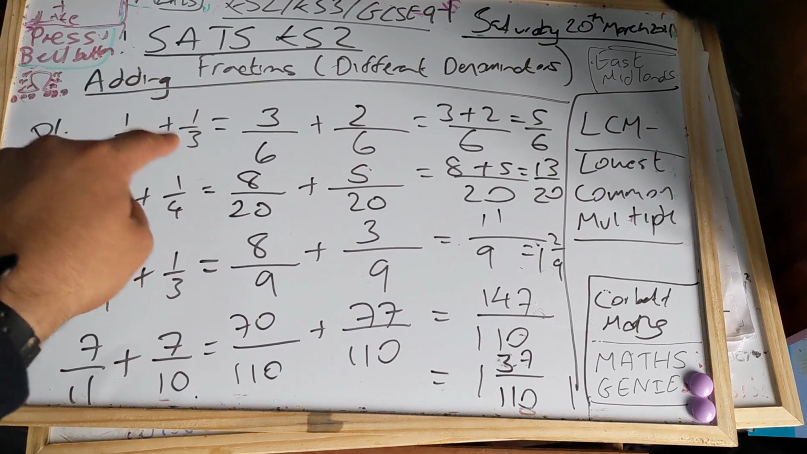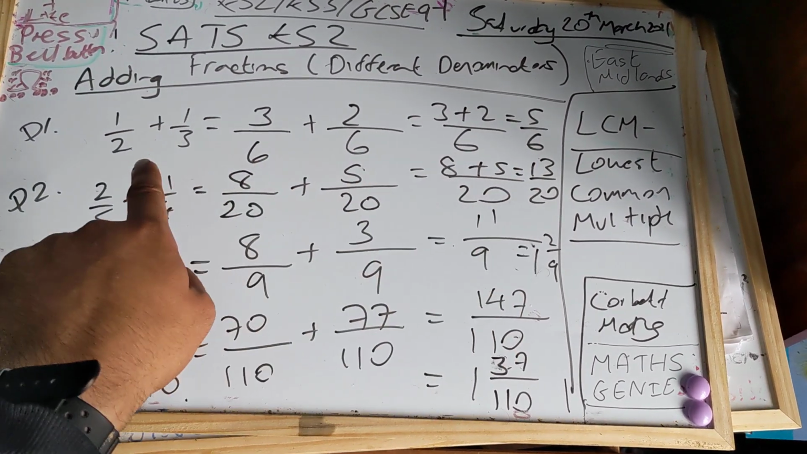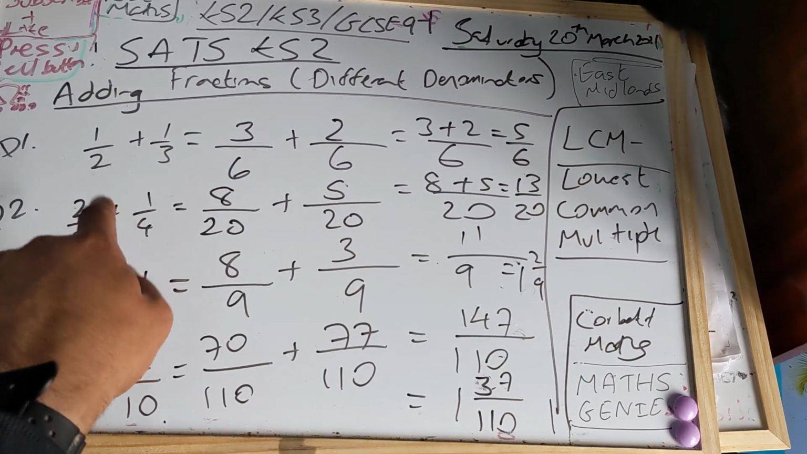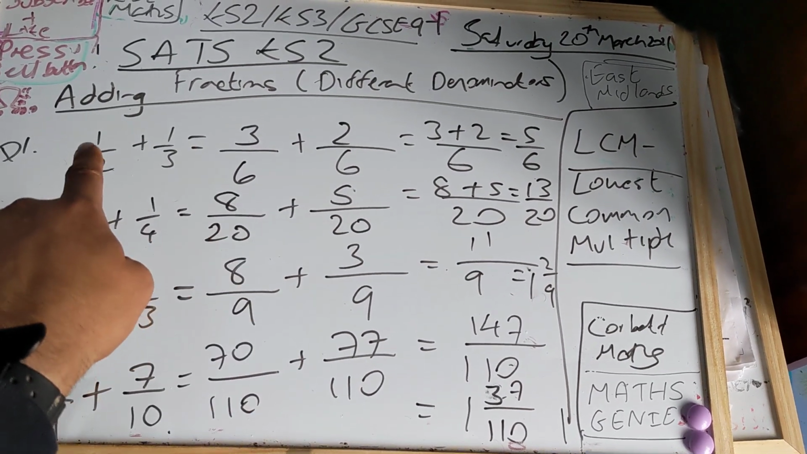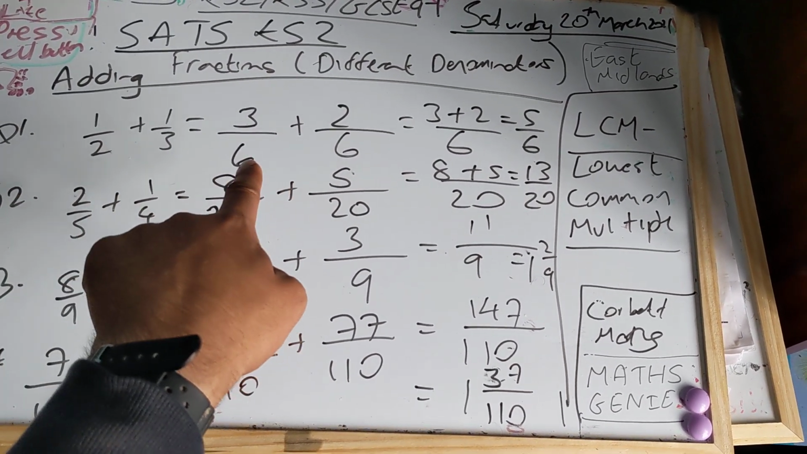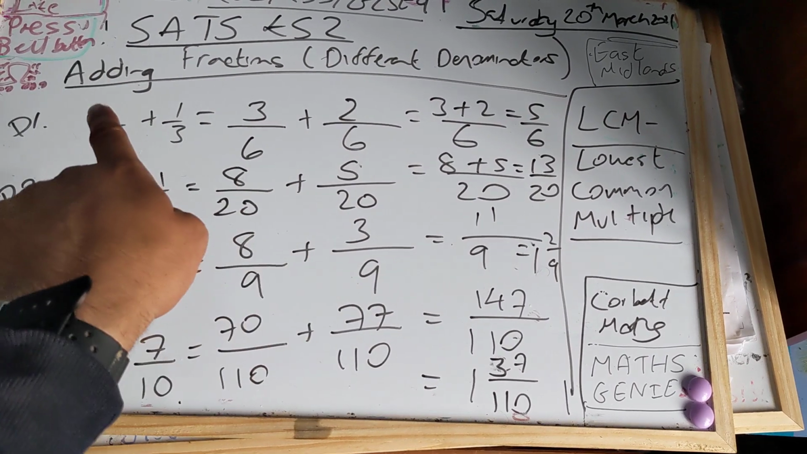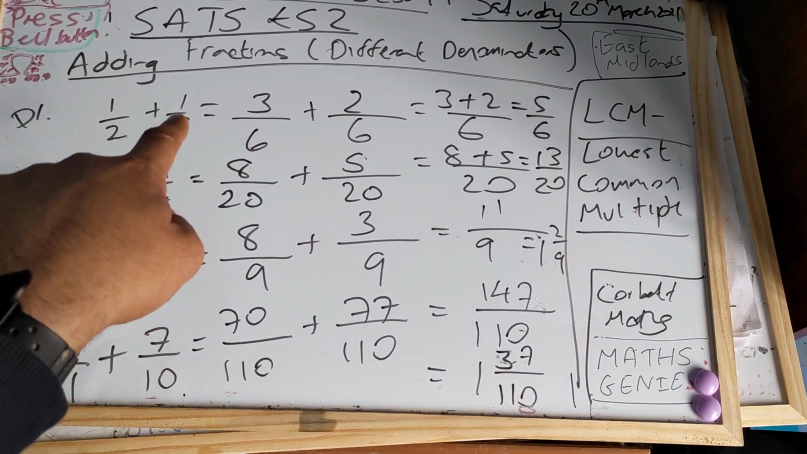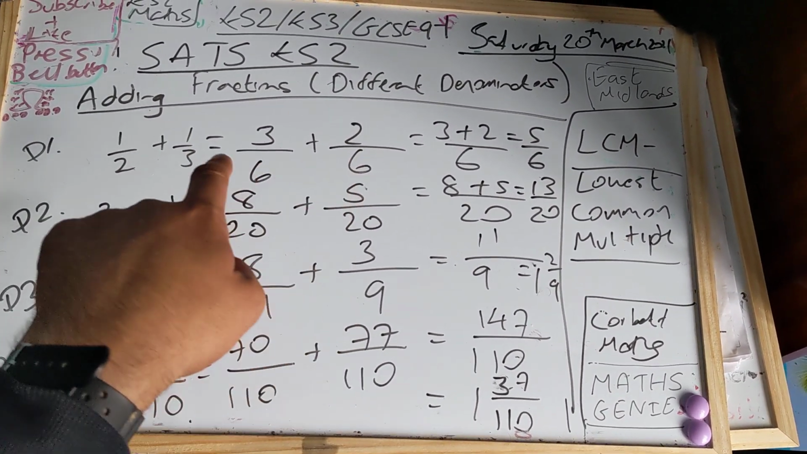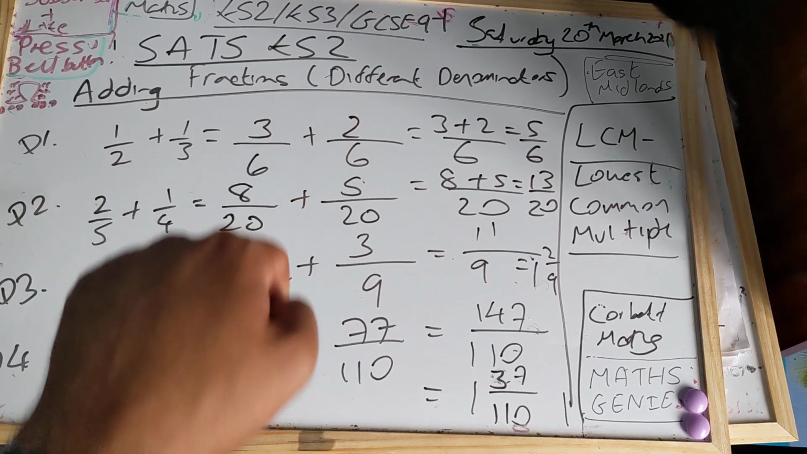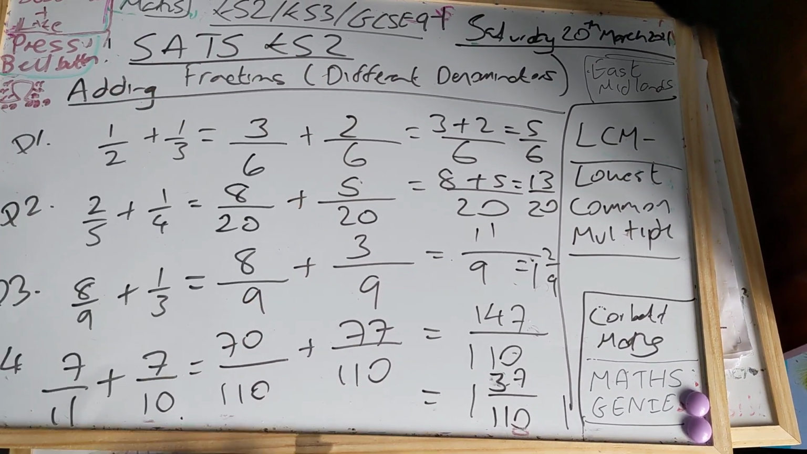Okay, so a half plus a third. The lowest common multiple of 2 and 3 is 6. 2 times 3 is 6. So a half, 1 times 3 is 3. 3 times 2 is 6. 1 times 2 is 2. So I've got 3 sixths plus 2 sixths.